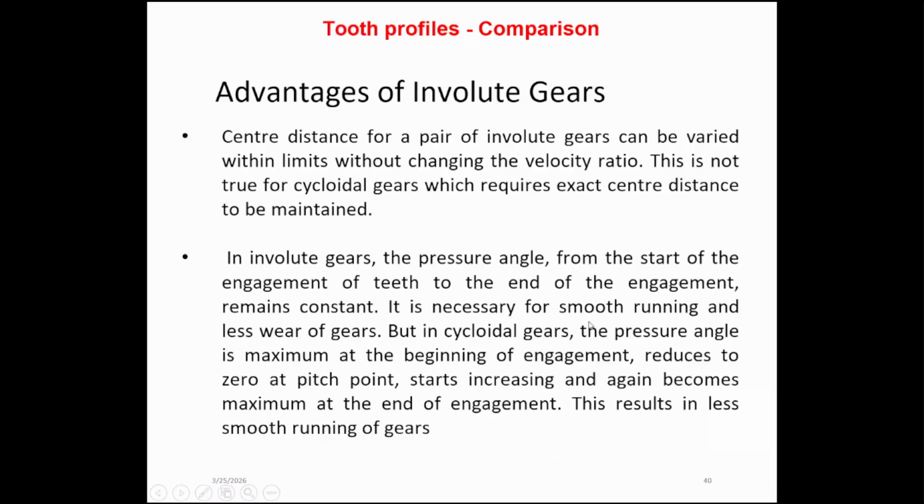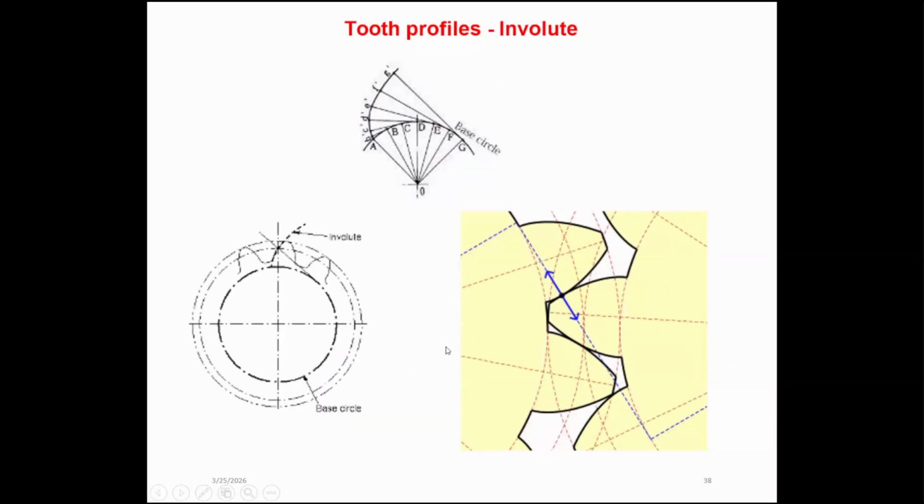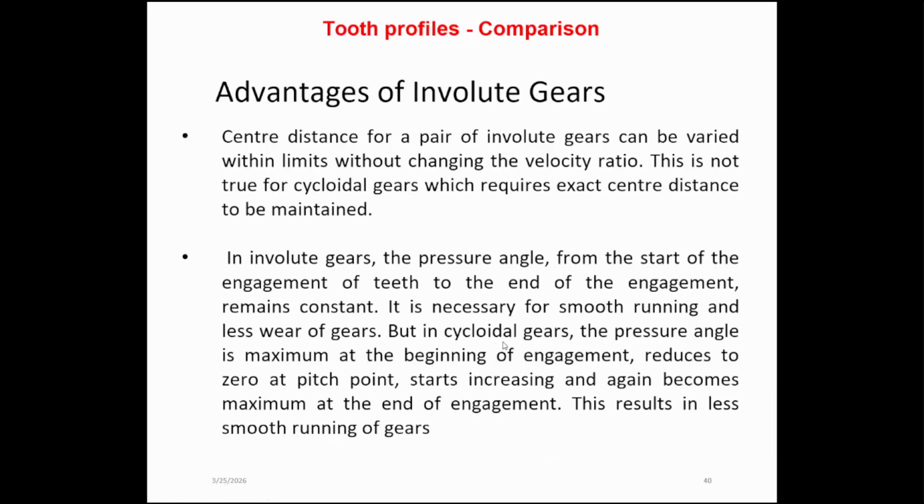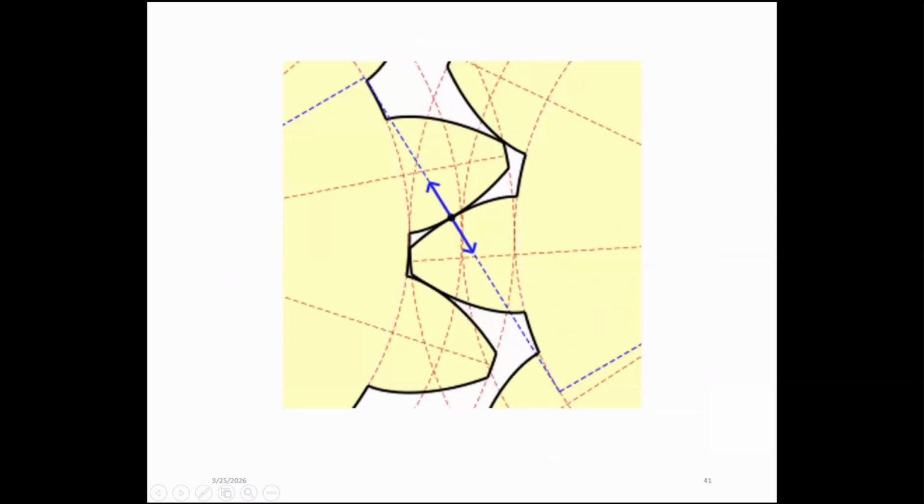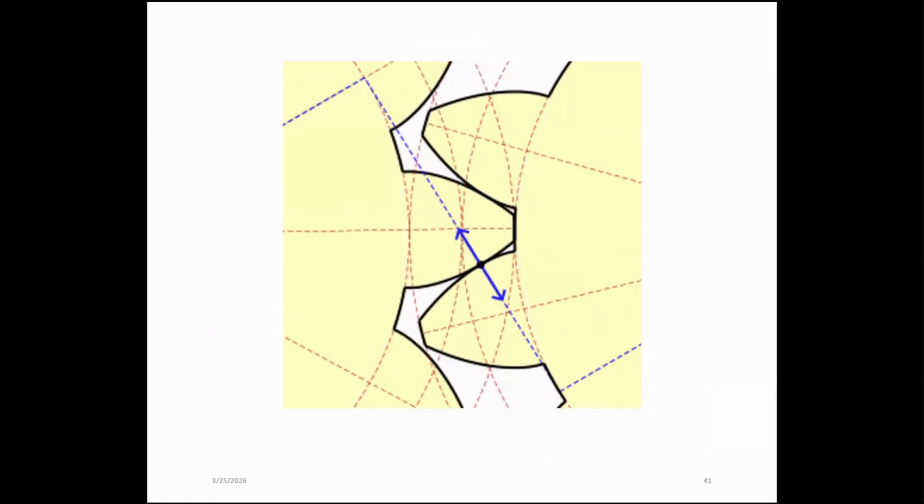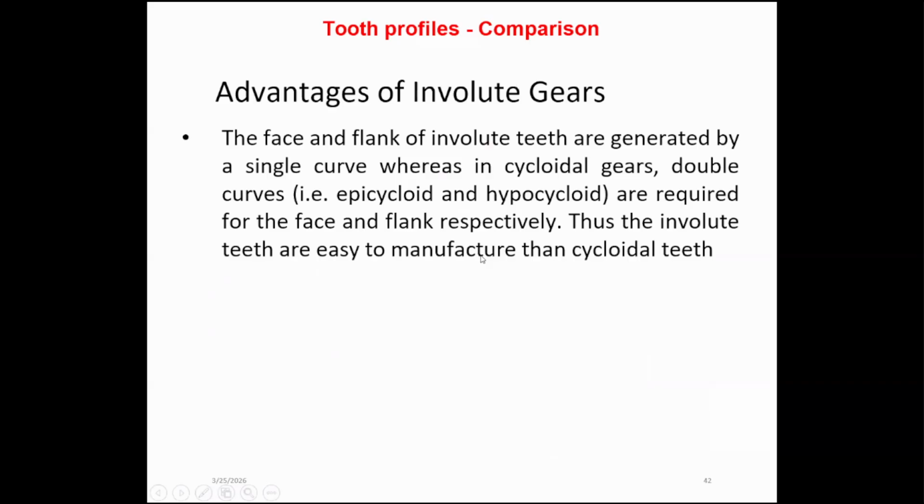But in cycloidal gears, the pressure angle is maximum at the beginning of the engagement, then reduces. Right? It reduces to zero at the pitch point, starts increasing, and again becomes maximum at the end of the engagement. Actually, I was unable to find the animation for cycloidal gears, but this angle changes in cycloidal gears, not like in involute.